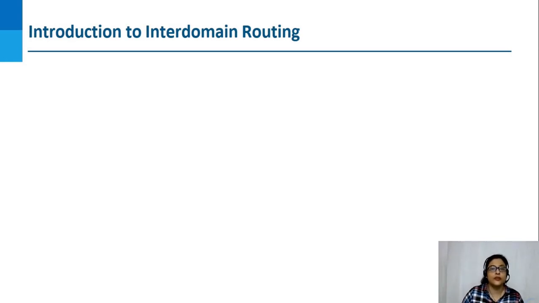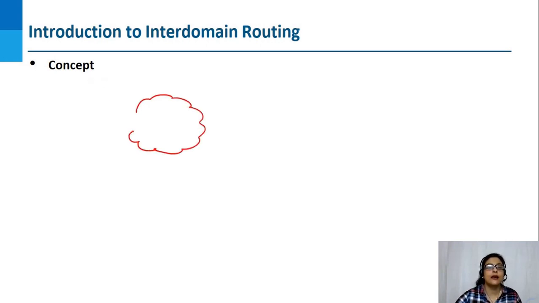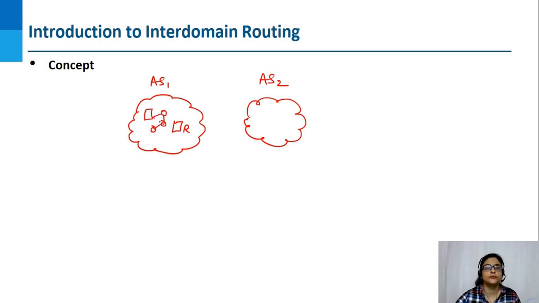Introduction to interdomain routing. Let us understand the concept of interdomain routing. Let's say we have two autonomous systems, AS1 and AS2. Here we have several routers and the nodes of the network which are connected to one another. And here also we have routers and other nodes of the network which are connected to one another.